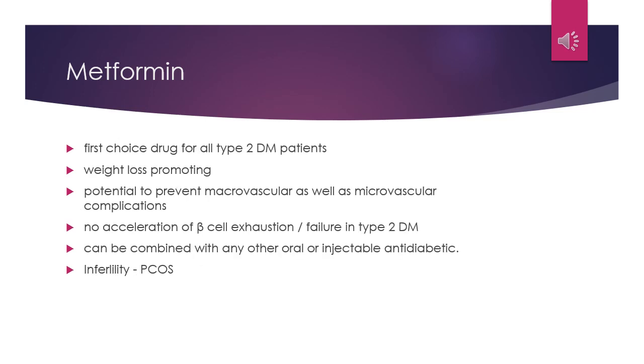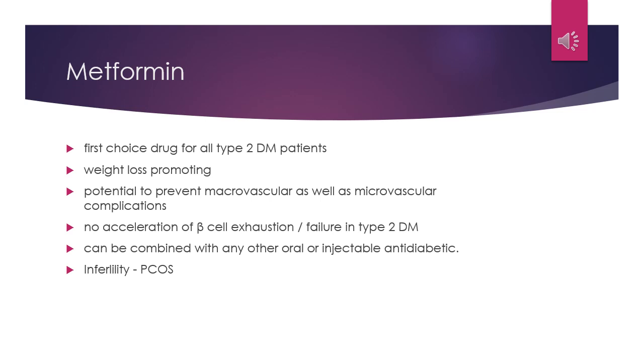When a patient is first diagnosed with impaired glucose tolerance or type 2 diabetes mellitus, metformin is usually the first drug that is prescribed because it is euglycemic in nature, so chances of hypoglycemia are rare. It also helps in reducing weight, because we know in type 2 diabetes mellitus weight gain is a problem. If metformin is taken for a long duration, it helps in preventing macrovascular as well as microvascular complications. Macrovascular complications like cardiovascular events, stroke, microvascular complications like nephropathy, neuropathy, retinopathy.